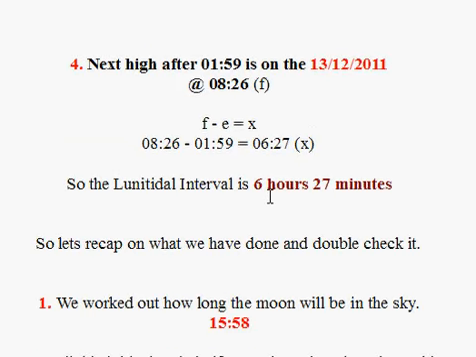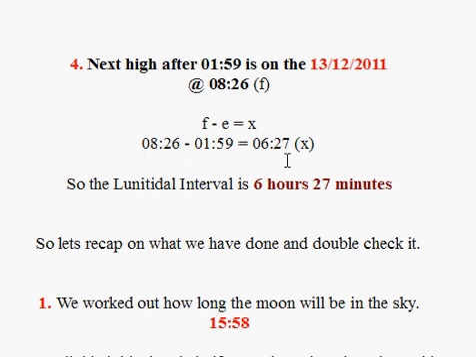We're trying to figure out what was the next tide after 1:59 AM on the 13th of the 12th 2011. So if I take my tide tables, I will find out that my next highest tide is 8:26 in the morning, 8:26 AM. So what we're doing is F take away A equals X. We're working out the time difference between 8:26 and 1:59 AM. 8:26 is my next highest tide, 1:59 was when moon was up.